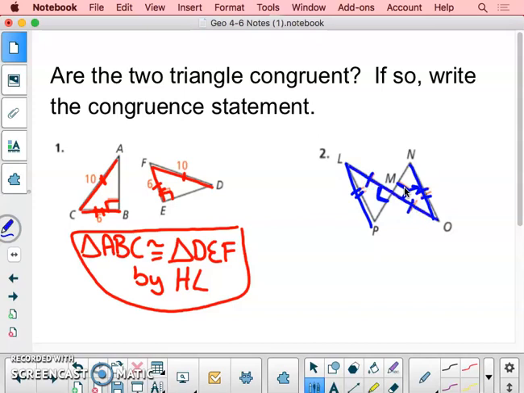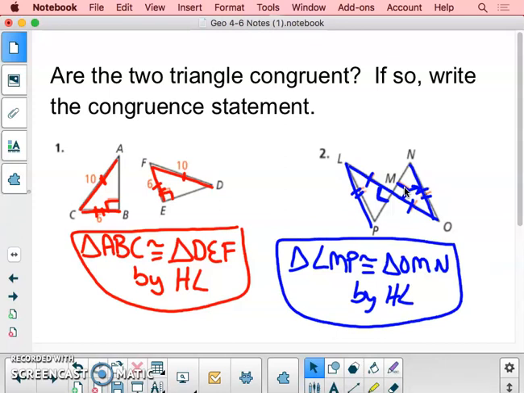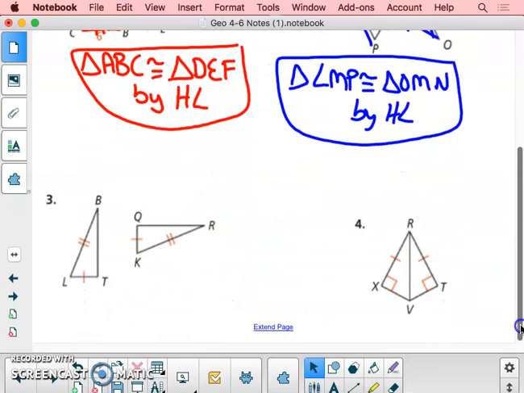So we have everything we need to say that triangle LMP is congruent to triangle OMN by HL. They have to be right triangles. They have to have a congruent pair of hypotenuses and a congruent pair of legs.